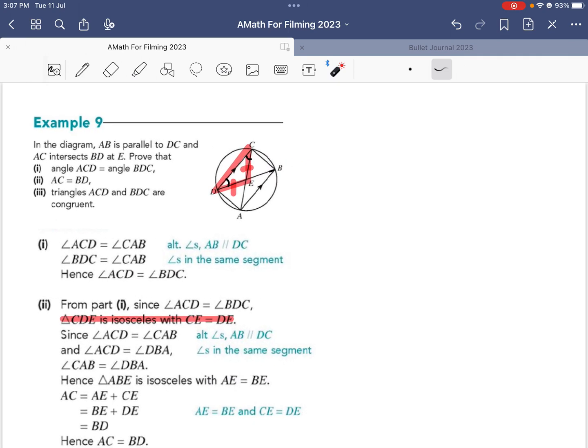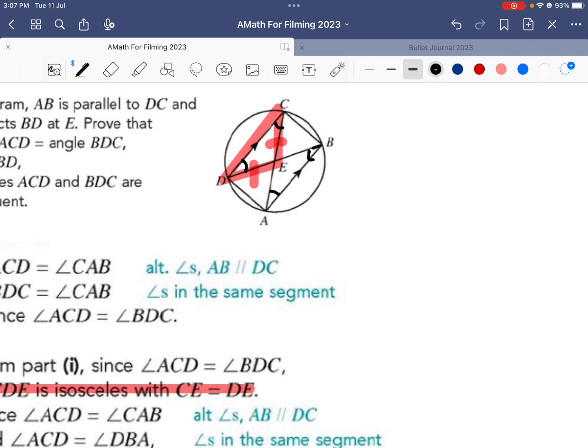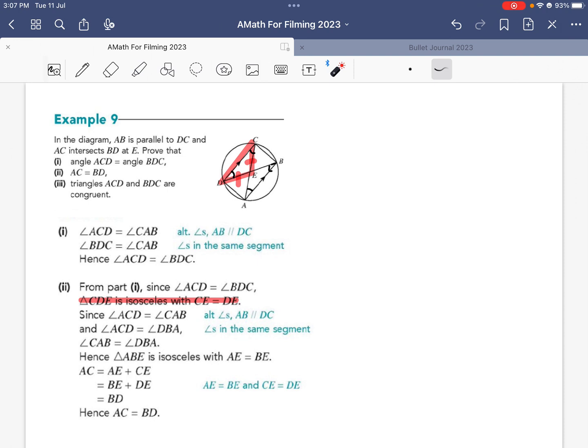Angle ACD is also equal to angle DBA, this angle. So this angle is also equal to this angle because of angles in the same segment. Hence, angle CAB is equal to this angle DBA. So if this angle and this angle are equal, it means that triangle AEB is also an isosceles triangle.